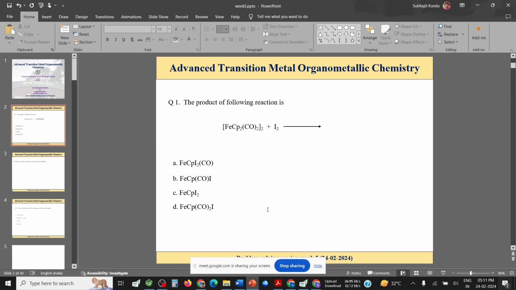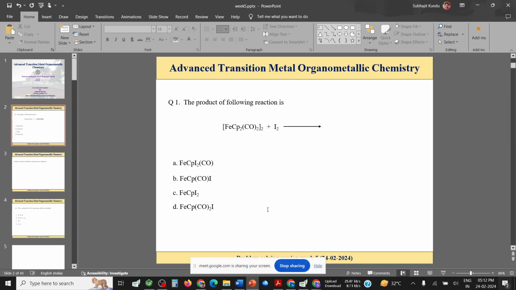Question number 1 says: the product of the following reaction is. The complex here, Fe Cp2 CO2, I have already discussed earlier. This is a very important complex, and many questions are asked from it in different exams. To answer this question, the most important thing is to know the structure of this complex. In the last few sessions I have discussed its structure multiple times, and there is one special feature of this complex, the fluxional behavior at room temperature, which was addressed in previous lectures. So our question is the product of the following reaction.